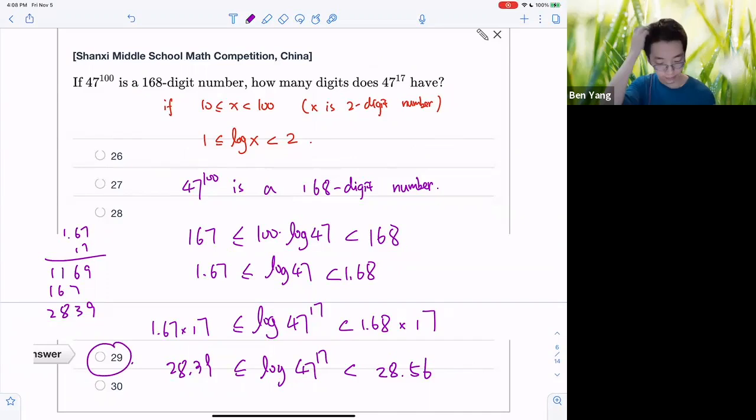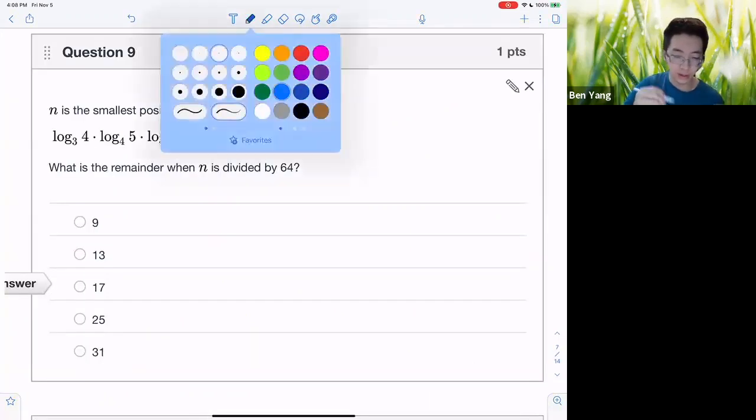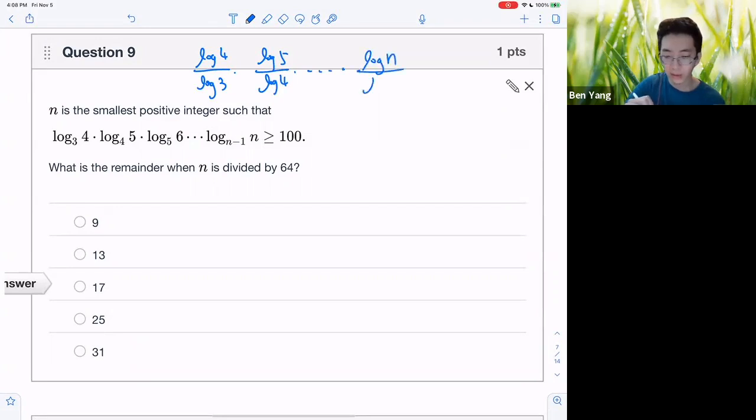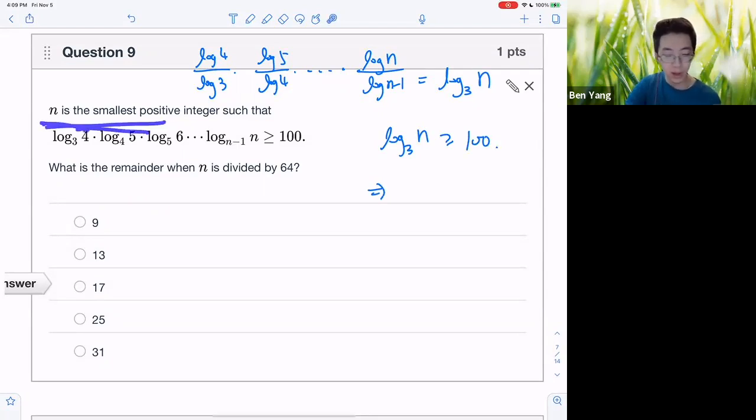So that's the answer. So for this one, we can first do the change of base. So log base 3 of 4 is simply log 4 over log 3. And the next one is log 5 over log 4. You see a lot of things got canceled out. The last one is log n over log n minus 1. After we cancel out all of the terms in the middle, we have log base 3 of n. We want log base 3 of n to be larger than or equal to 100. That means n is the smallest positive integer that satisfies this. So n should be just 3 to the power of 100.